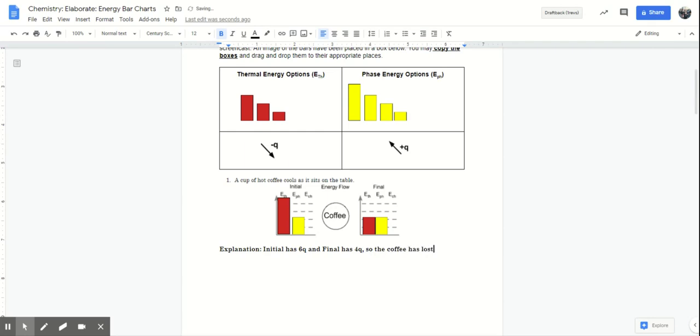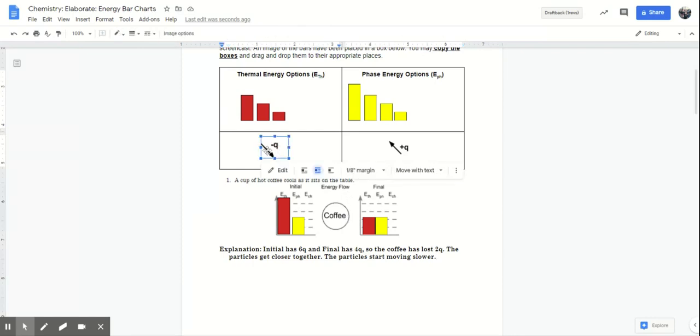So the coffee has lost 2Q. The particles get closer together. And why is that? The particles get closer together, and the particles start moving slower. Okay, they slow down, they get closer together, not super closer together because they're still liquid, but they're going to do this because they're losing energy. Okay, and so again, so I'm losing energy, so I'm going to use my negative Q.